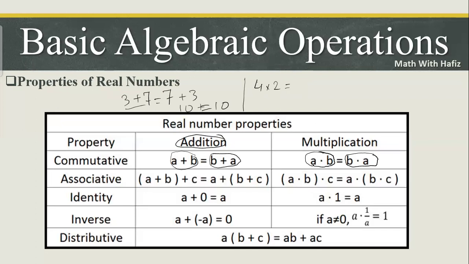The commutative property of multiplication is telling you if you have 4 multiplied by 2, it should be equal to 2 multiplied by 4. That is, the number you write after the operator, you can write before the operator. It should not matter. The answer should be the same. 4 multiplied by 2 is 8, and 2 multiplied by 4 is also 8.